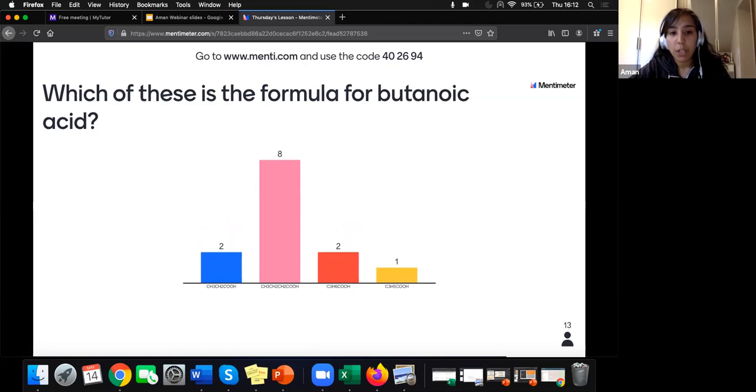The first one is propanoic acid. The third one I don't think is anything, and the fourth one is not anything either. So the carbons and hydrogens weren't right. Well done to everyone that got that correct.